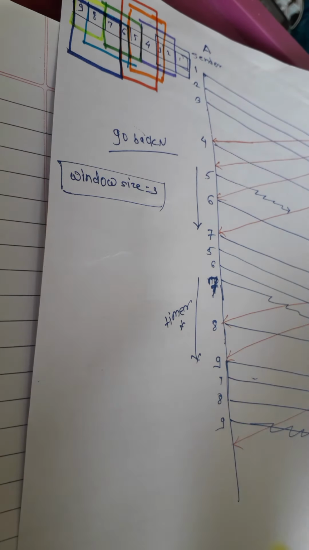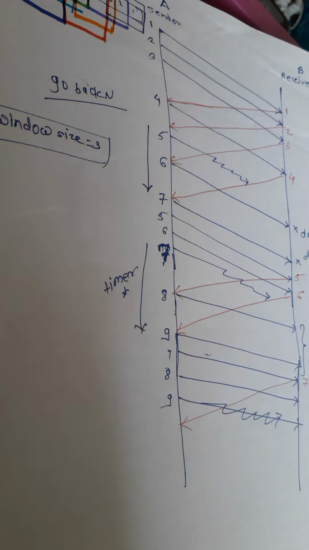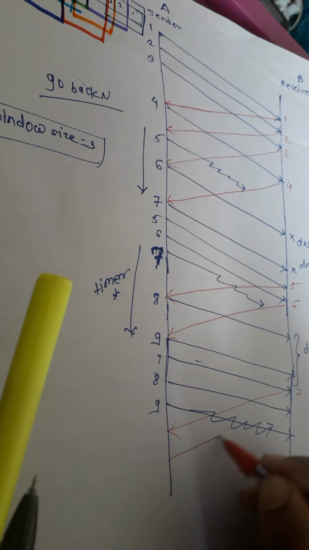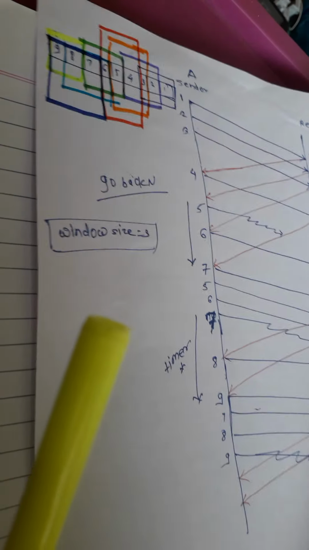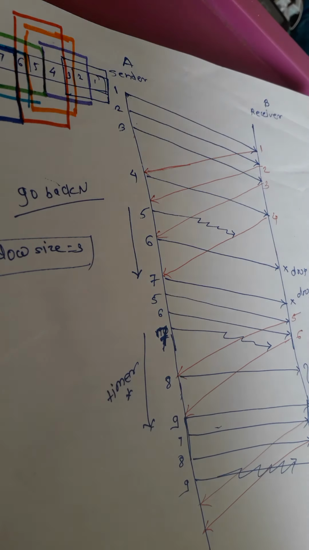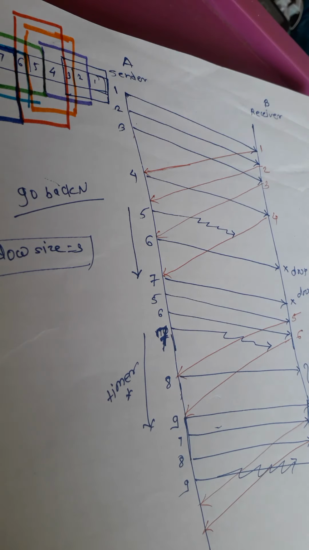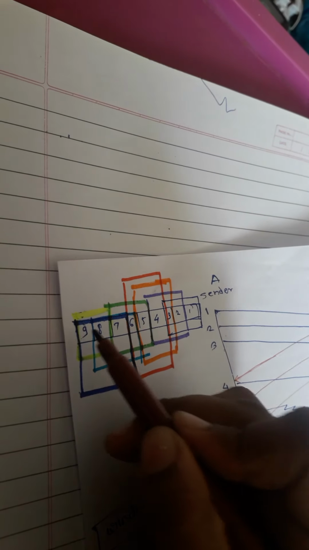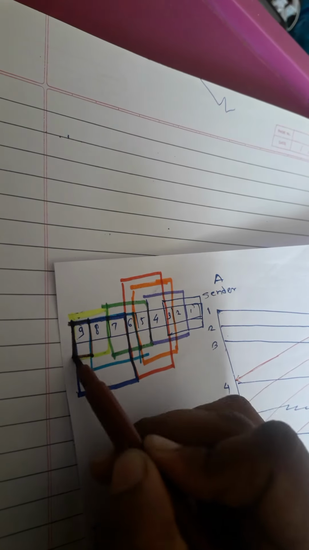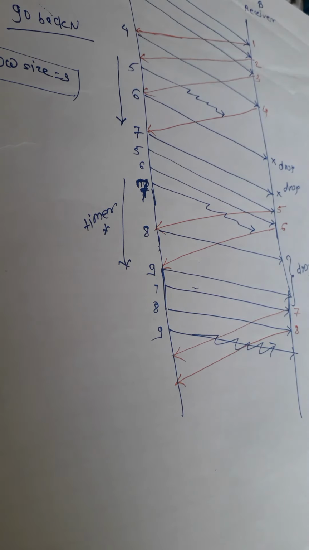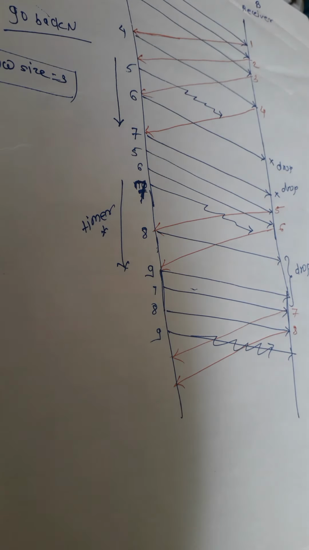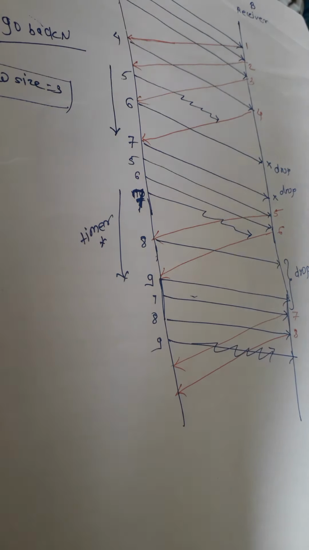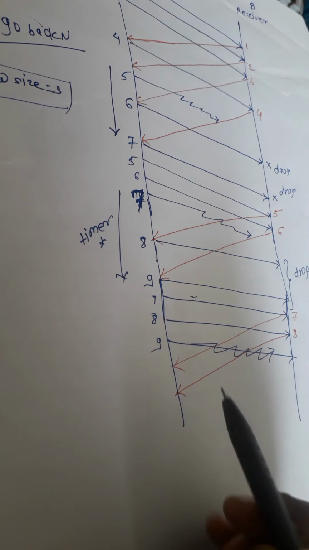Now consider meanwhile the acknowledgement for the 8th one also comes to the sender. The 8th acknowledgement has been received. Again the window will be shifted to the left. Now in the current window we will have only 9, right? Now the receiver is expecting the 9th one, which has been lost during the transmission, and the sender is also waiting for the acknowledgement from the receiver side.